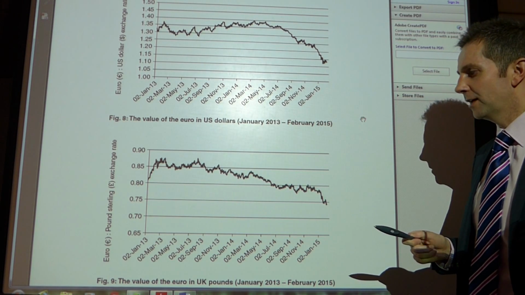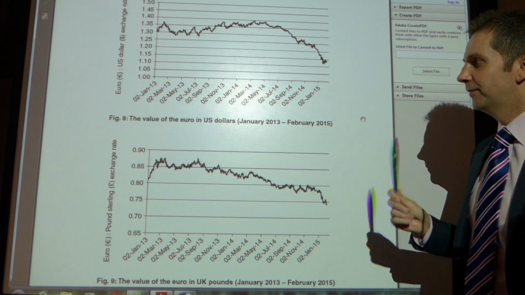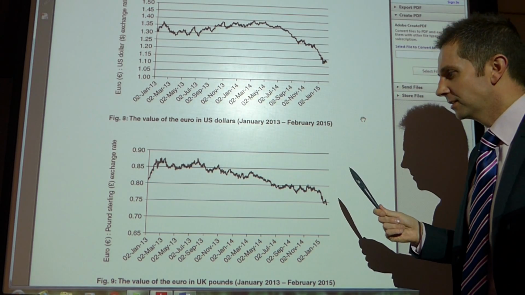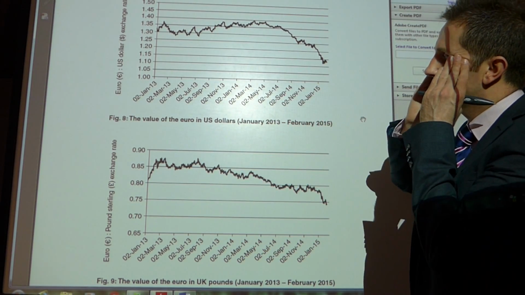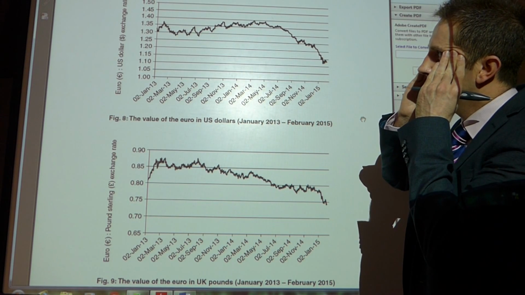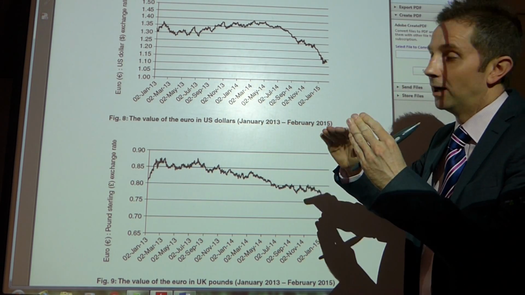Very important that you get that right from the offset. The value of the euro is depreciating. So if you need to spend a little bit of time looking at these and just getting that straight in your mind, make sure that you do that.